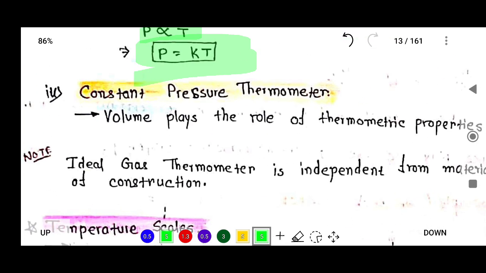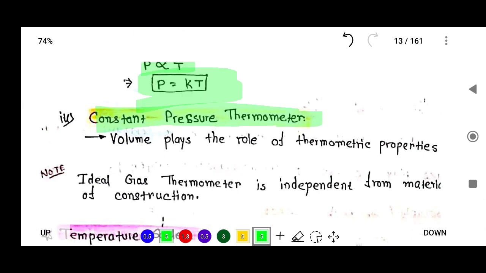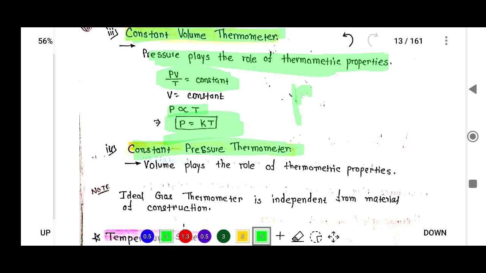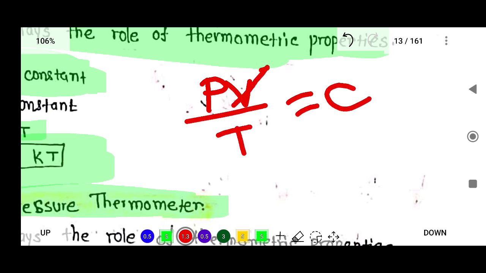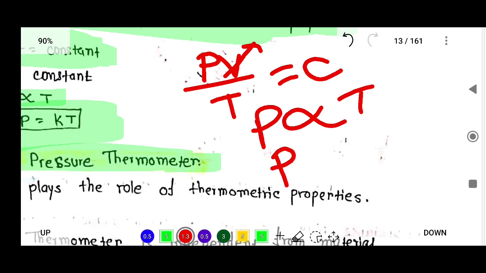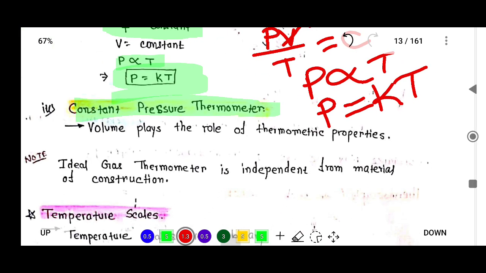Now the last thermometer is the constant pressure thermometer. Here volume plays the role of thermometric property. Why? You know the formula PV by T is equal to constant. When P is constant, you can say that V is proportional to T. So V equals K into T. That means temperature is changing with respect to volume. So here the volume plays the role of thermometric property.